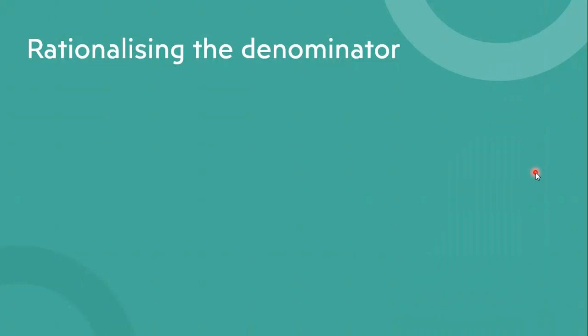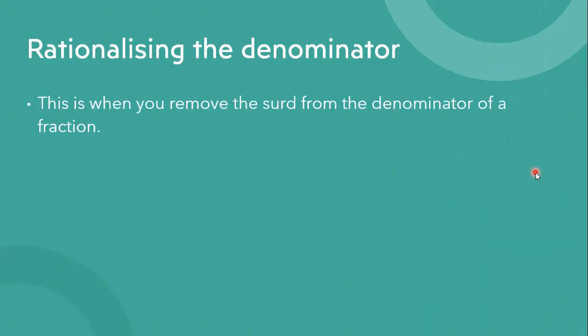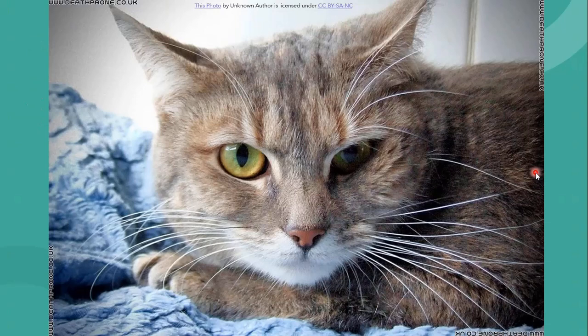Okay, rationalising the denominator. This is when you remove the surd from the denominator of a fraction, but it still has to be equal to the same thing. So here's an example. Rationalise 4 divided by root 2.